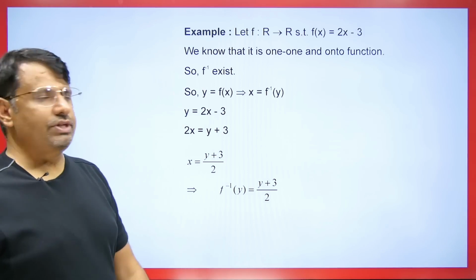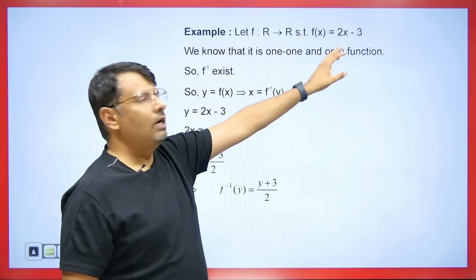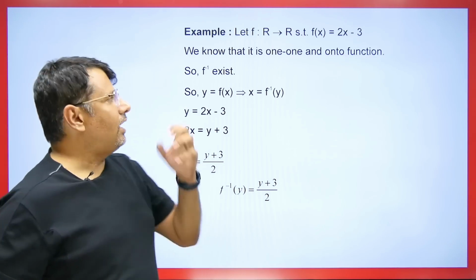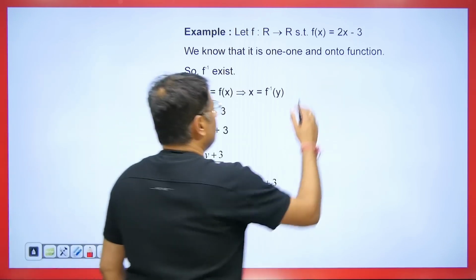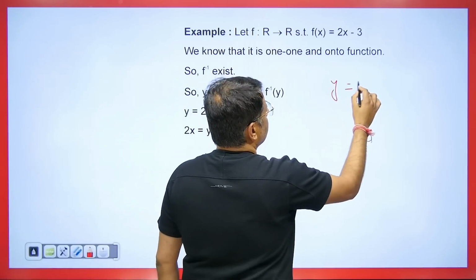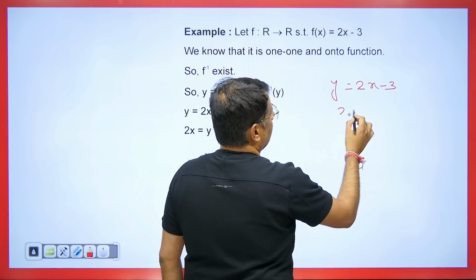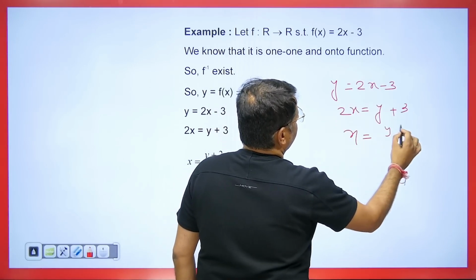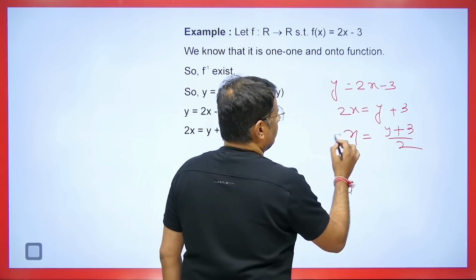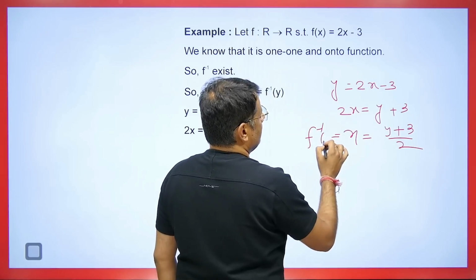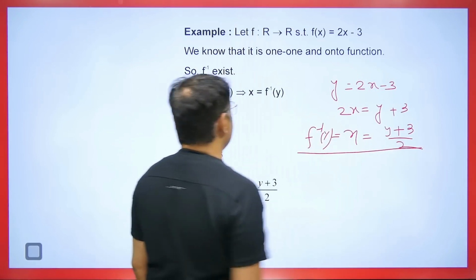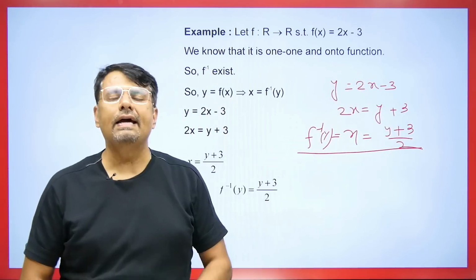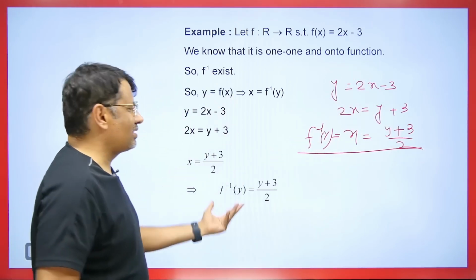Let's take an example. We know that f from R to R, f(x) is equal to 2x minus 3. This function is one-one and onto. If it is both, how do we find its inverse? Take this as y, then we get y is equal to 2x minus 3. So, we have 2x is equal to y plus 3, then x is equal to (y plus 3) upon 2, and this is f inverse of y. Keeping this in mind is important. This means that its inverse exists and we can find it using this method.